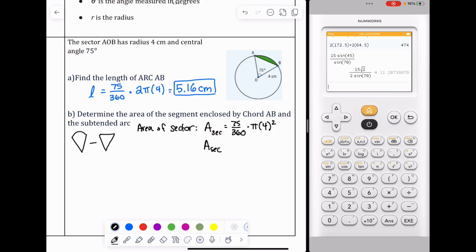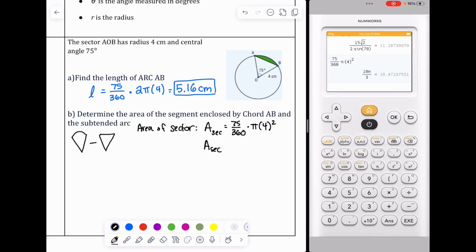So if we are trying to find 75 over 360 times pi, pi has its own button just right there. That's nice. Pi times 4 squared, and we get 10.5 when we're rounding to 3 sig figs.